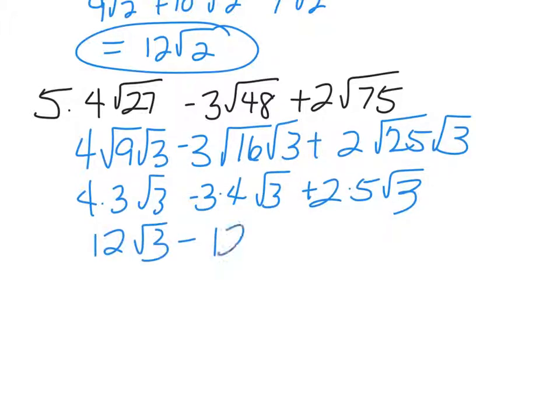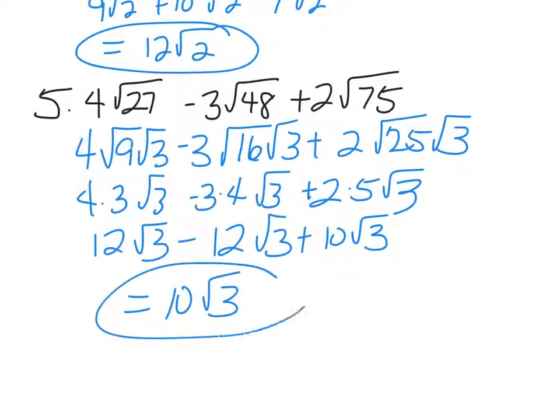Oh, minus 12 square root of 3. Okay, 12 minus 12 is nada. Okay, so 0 plus 10 is 10.